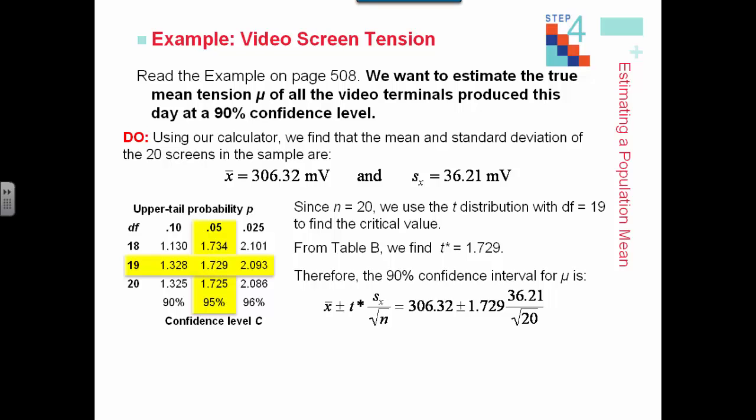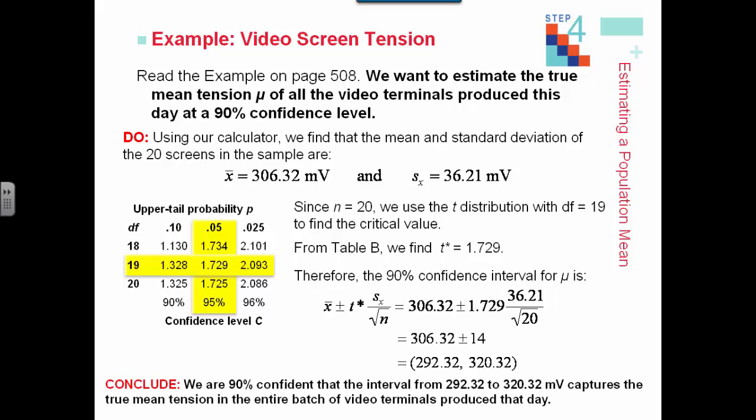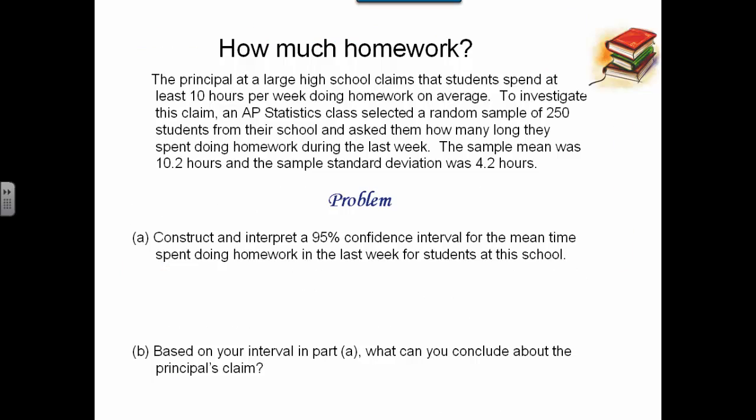Therefore, the 90% confidence interval is 306.32 plus or minus 1.729 times 36.21 over the square root of 20, which gives us 292.32 and 320.32. We are 90% confident the interval from 292.32 to 320.32 captures the true mean tension in the entire batch of video terminals produced that day.